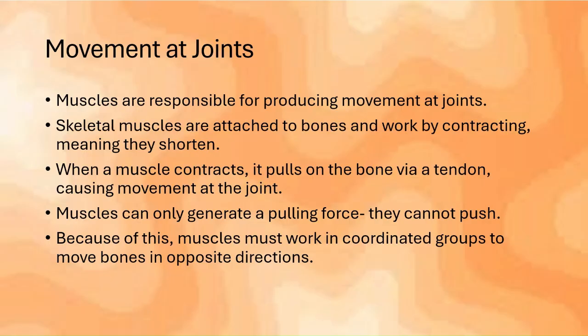So muscles are responsible for producing movements at joints. Skeletal muscles are attached to bones and work by contracting, meaning they shorten. When a muscle contracts, it pulls on the bone via tendon, causing movement at the joint. Muscles can only generate a pulling force, which means they cannot push. And because of this, muscles must work in coordinated groups to move bones in opposite directions.